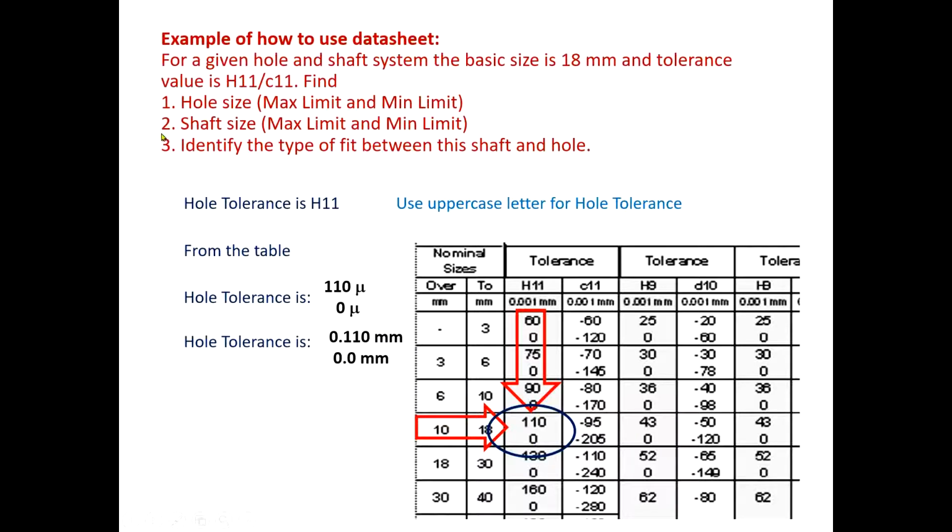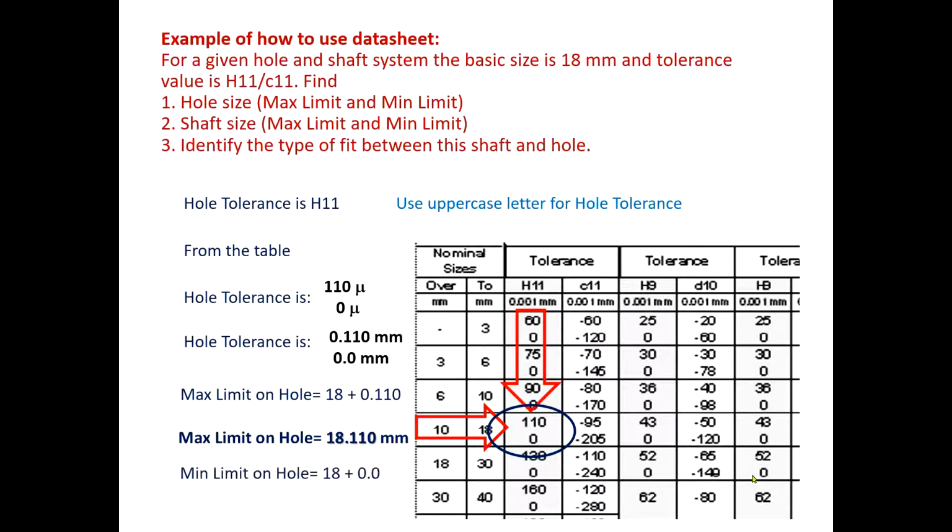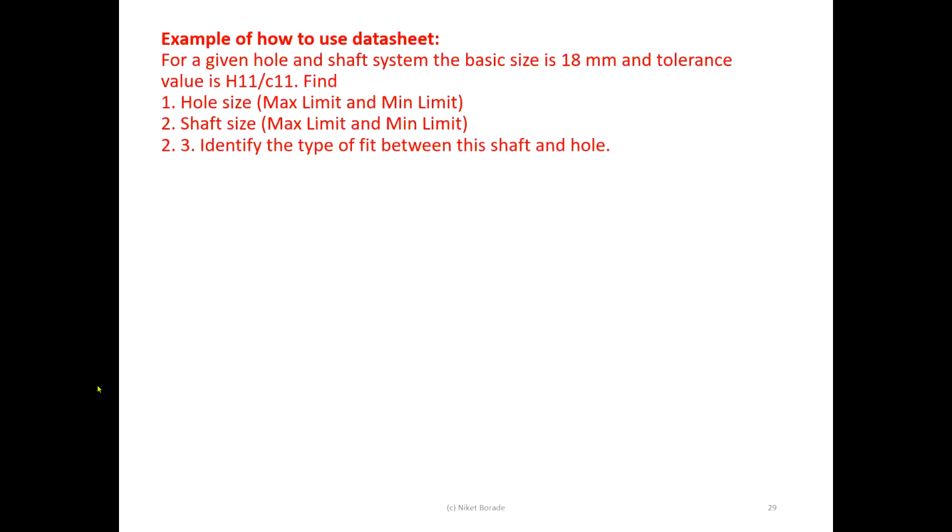So I want to calculate the hole size, maximum limit and the minimum limit. What is the maximum limit? The basic size plus upper value. That is the maximum limit on the hole, which you can calculate. Just add together, fine. So this is your first answer, the maximum limit on the hole. What is the minimum limit on the hole? The basic size plus the other number. If it is a plus, just add. If it is a minus, subtract. For 0 it doesn't matter. So minimum limit is 18 plus 0 or minus 0, whatever, 18 millimeters. So you've calculated the hole size. Now let us see the shaft size.